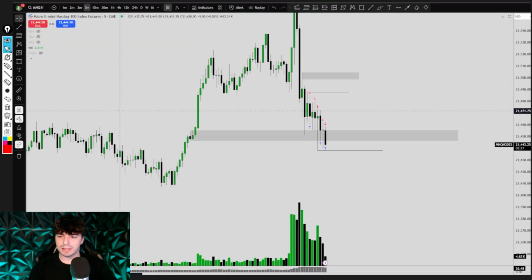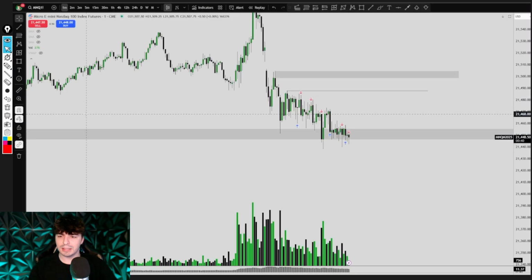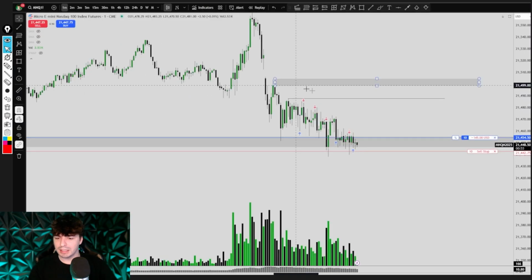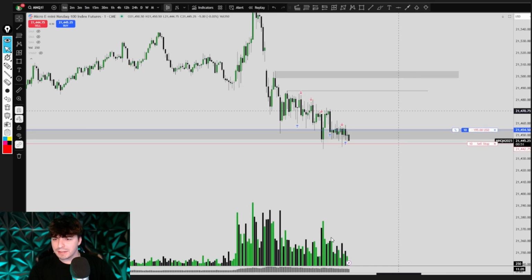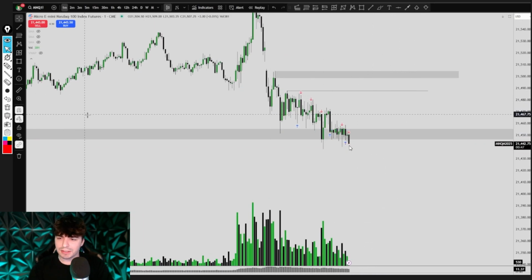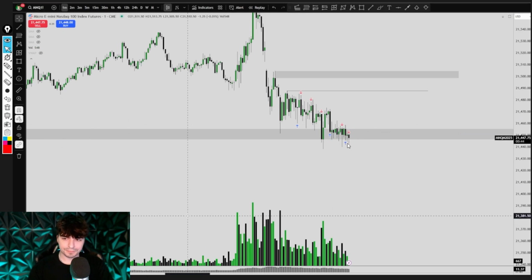Let's see if I survive this. I re-entered and it doesn't look like I'm going to survive this. Let's see. And I got stopped out again. So again, this is my third stop loss in a row. Third stopped out trade, maybe even fourth. I don't know. Maybe these other entries were losers too, but three or four losers in a row.